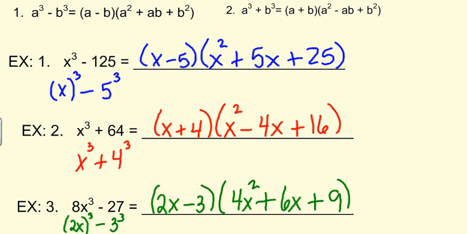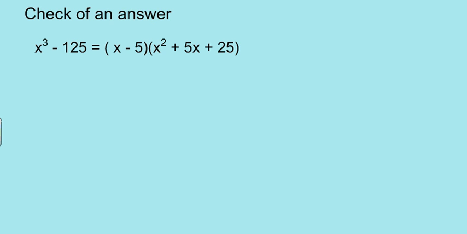Now if you have factored them and you aren't completely sure that you have the right factors, how do you check your answer? Well, here's that number 1 problem that we did before. Let's say you were unsure it was correct. How could you check your answer? Well, we're multiplying a binomial times a trinomial. So if I multiply x times the trinomial, and then the minus 5 times the trinomial and combine terms, I should get back to the original problem, which was x cubed minus 125.